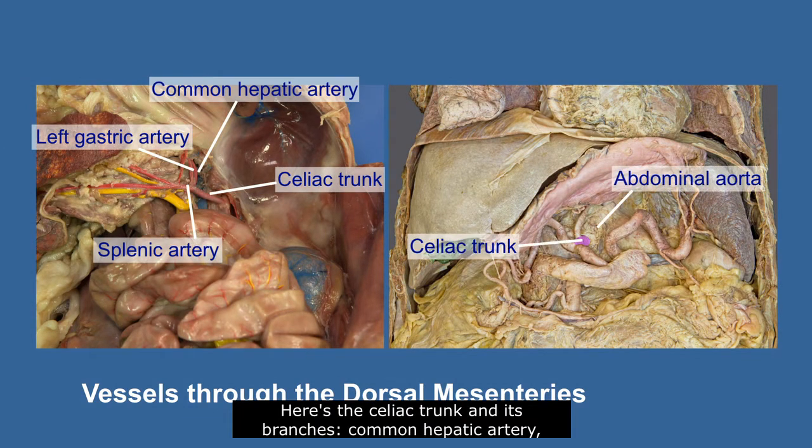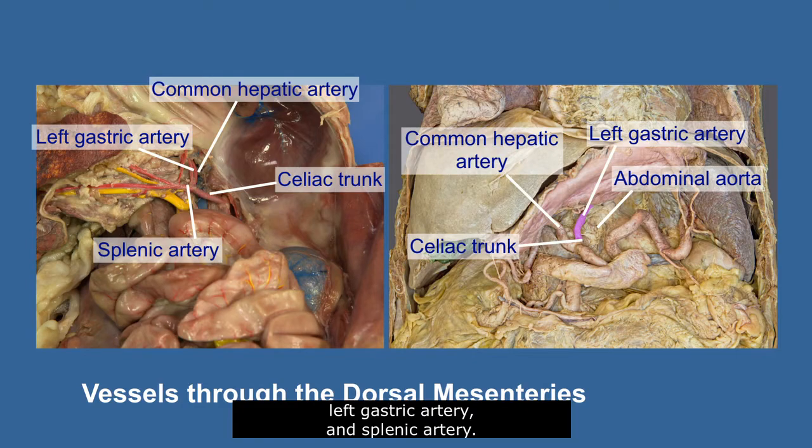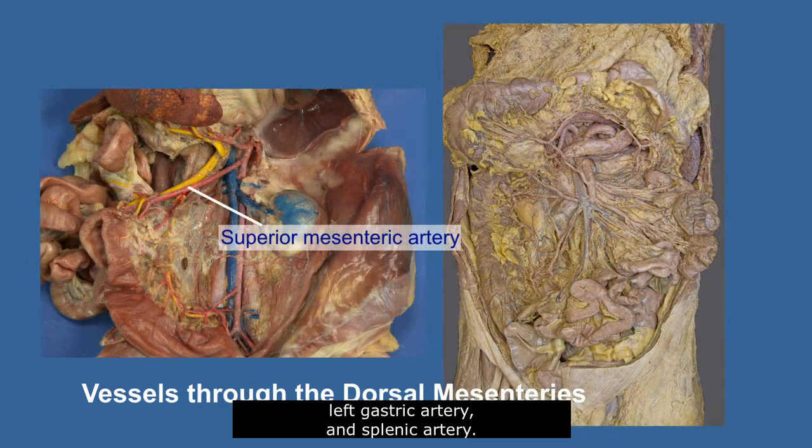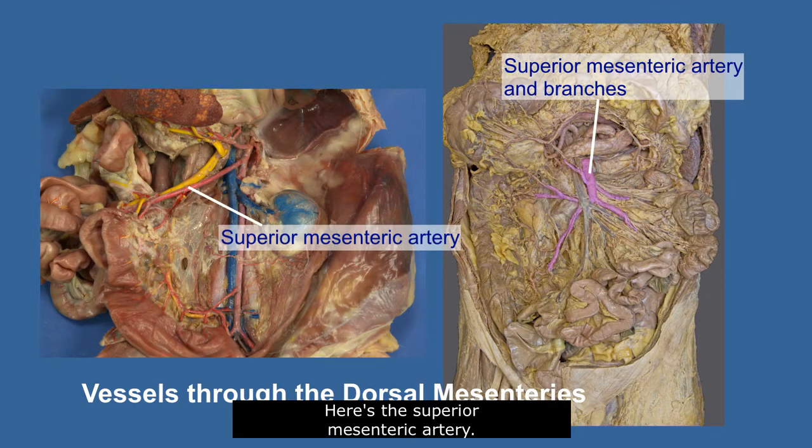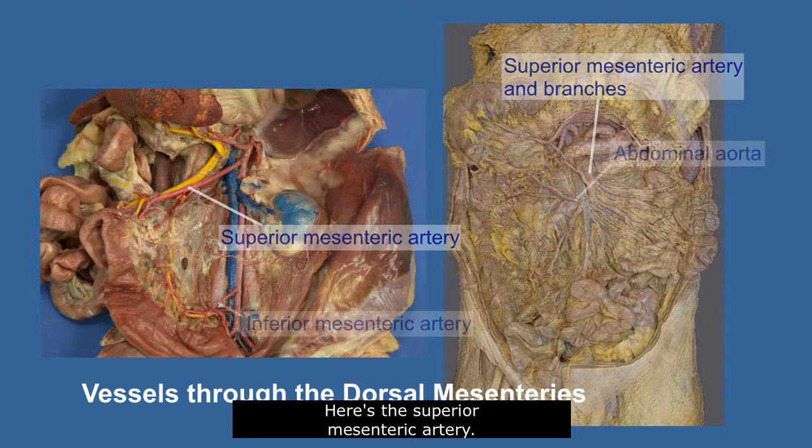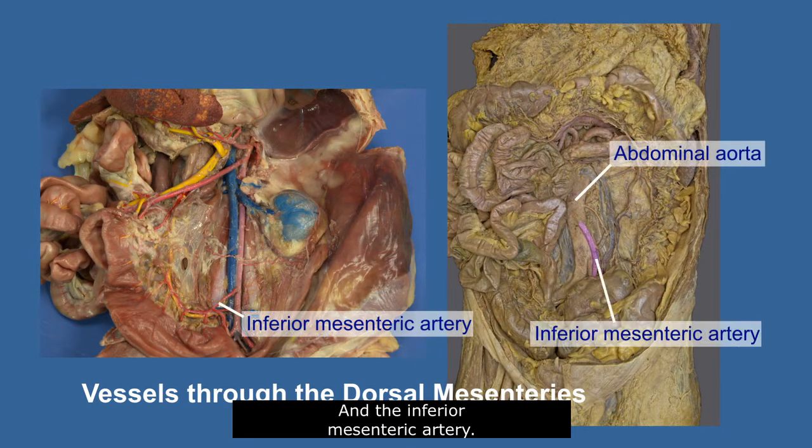Here's the celiac trunk and its branches, common hepatic artery, left gastric artery, and splenic artery. Here's the superior mesenteric artery and the inferior mesenteric artery.